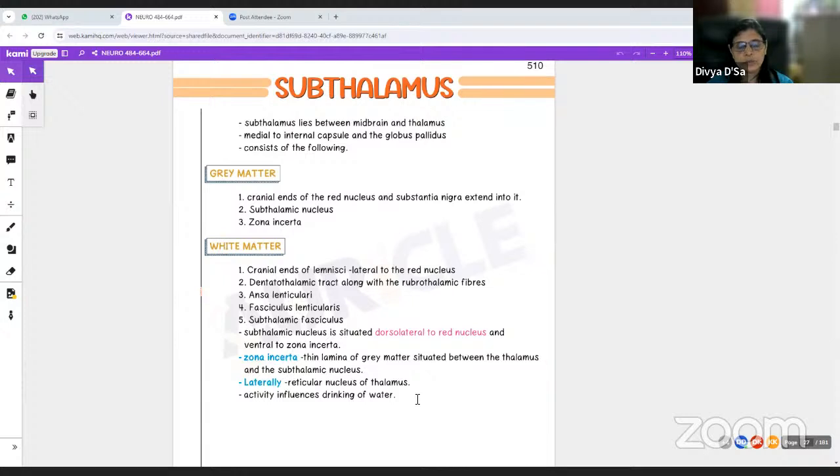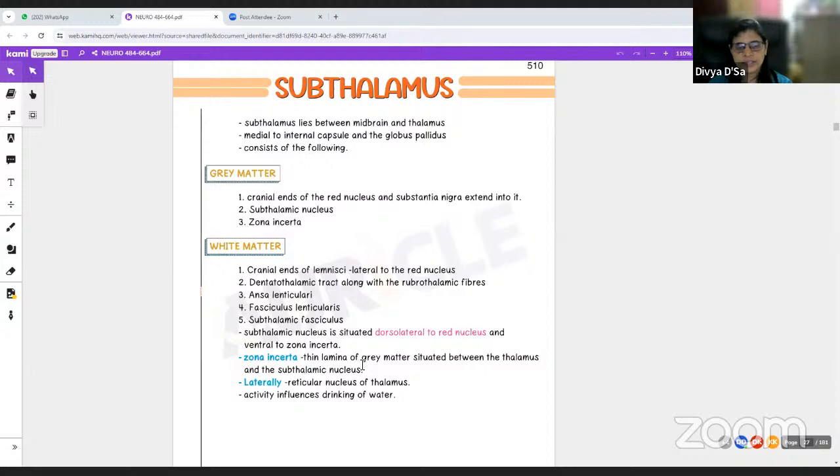Okay. In neuroanatomy, certain terms are a little difficult to remember, but once you understand it and know a pictorial representation of it, it becomes a little easier. White matter, the cranial ends of the lemnisci. So white matter mainly consists of the cranial ends of the lemnisci lateral to the red nucleus, the dentatothalamic tract along with the rubrothalamic fibers, ansa lenticularis, fasciculus lenticularis, and subthalamic fasciculus. The subthalamic nucleus is situated dorsolateral to the red nucleus and ventral to the zona incerta.